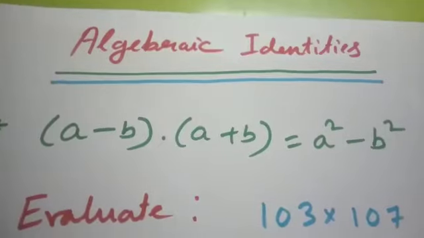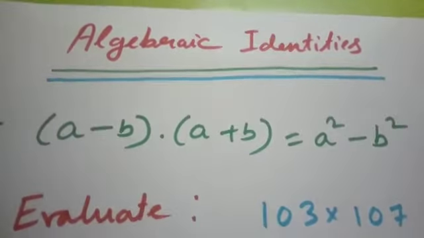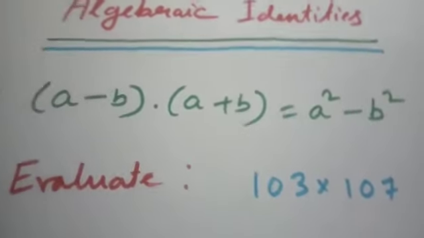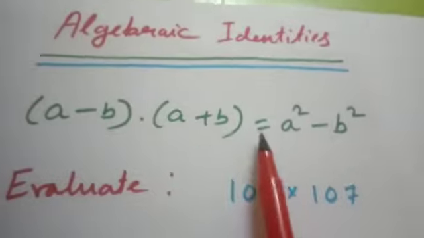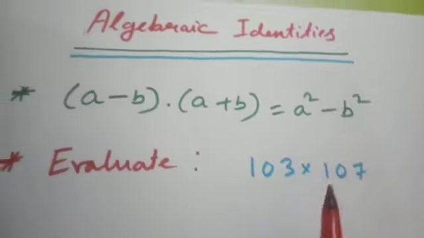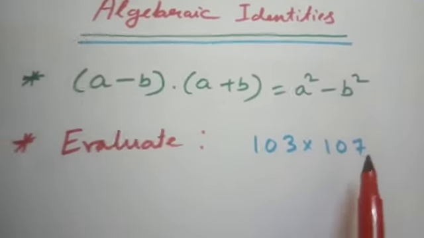Hello dear students, today we'll discuss the topic algebraic identities. The first identity is (a plus b) into (a minus b) equal to a square minus b square. Let's see an example: 103 into 107.